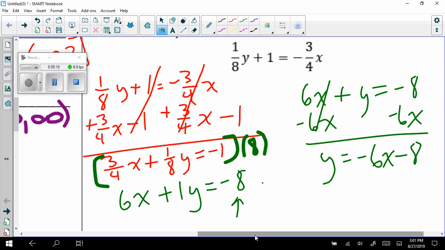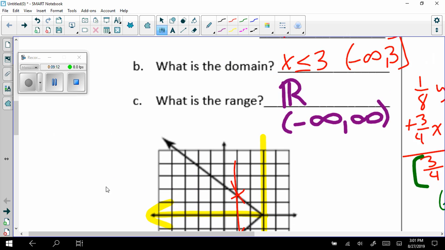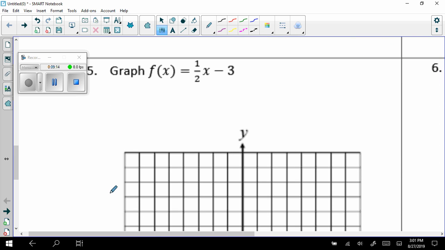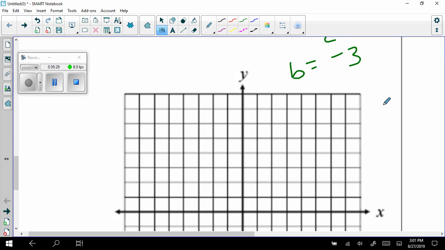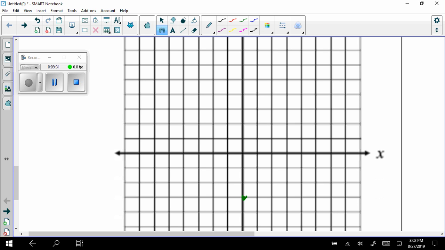I'm going to move on to number 5. This one's graphing. I'm in slope-intercept form. So my slope is 1/2. That means up 1 and to the right 2, or I can go down 1 and to the left 2. And my y-intercept is -3. So I'm going to plot my y-intercept at -3, and I'm going to count my slope. Up 1 and to the right 2.